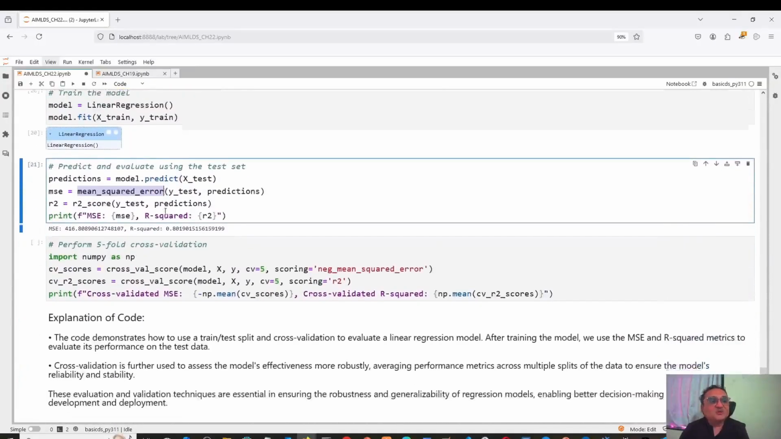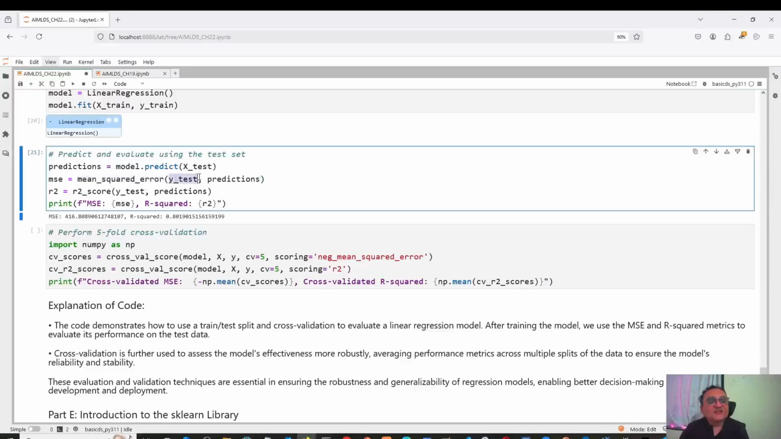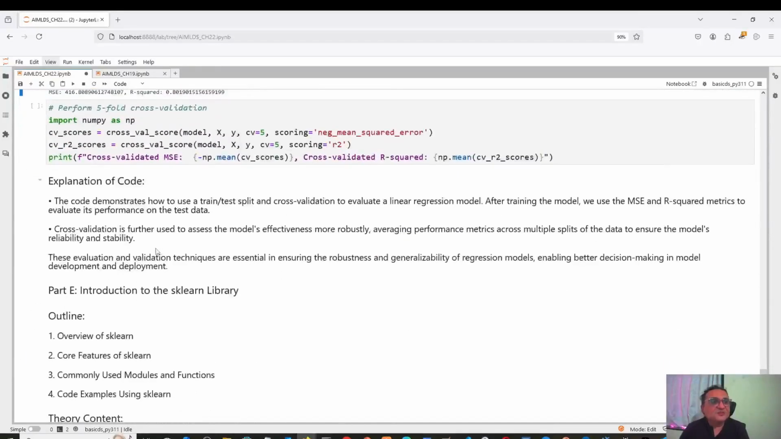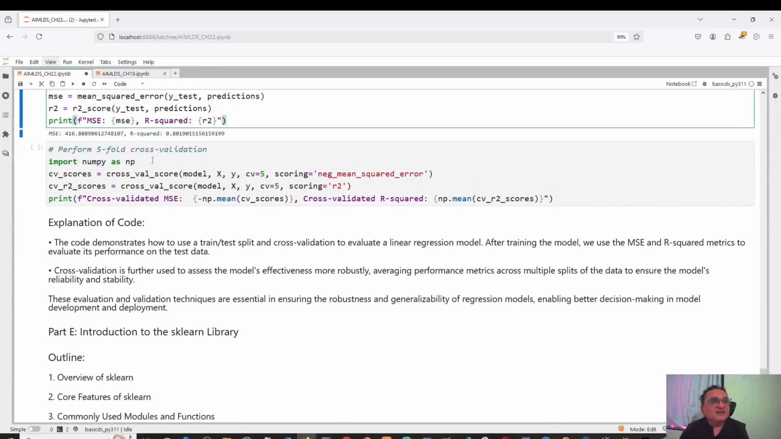So mean_squared_error: the first argument is Y test, which I had hidden from my model during prediction, and the second argument is the predictions which I got. That will give me this mean squared error, which looks pretty good enough, I would say, and R square comes out to be 80%, which is also fairly good for randomly generated data. 80% of the variance can be explained. This is the explanation of the code, which I have already done.